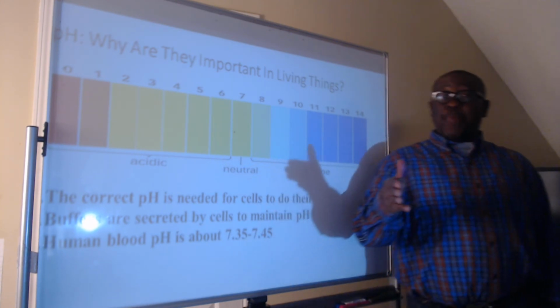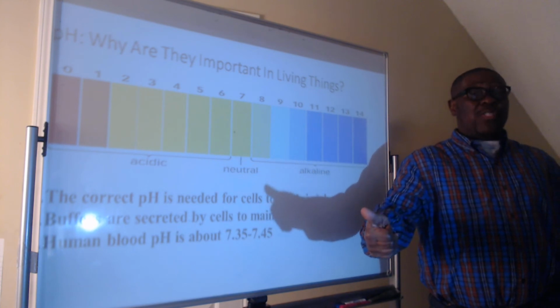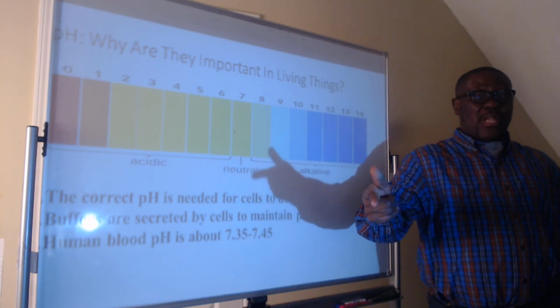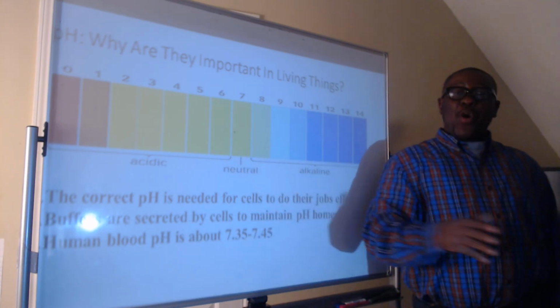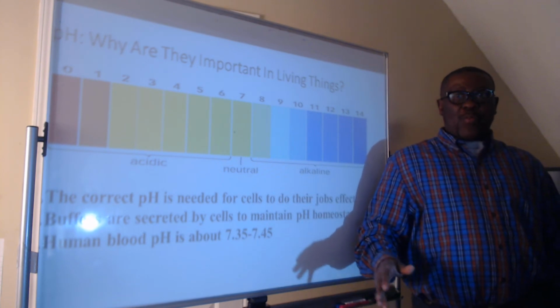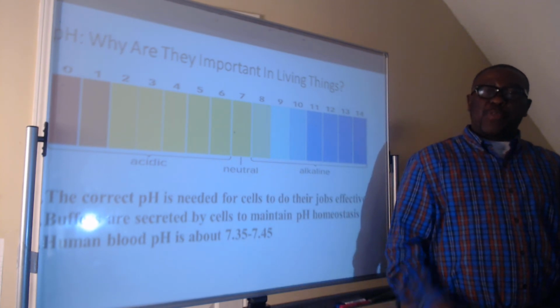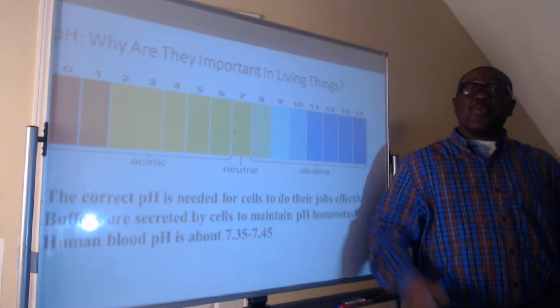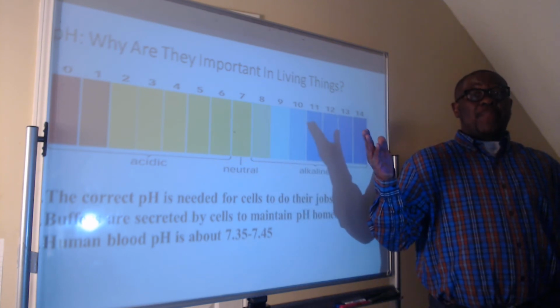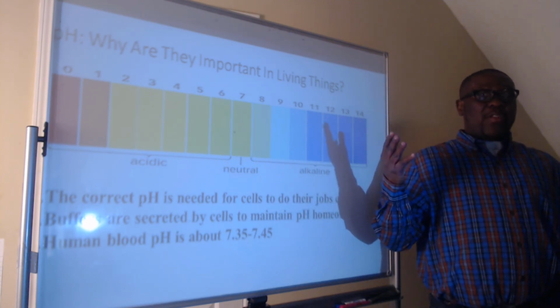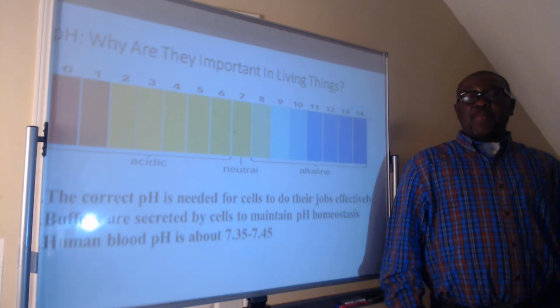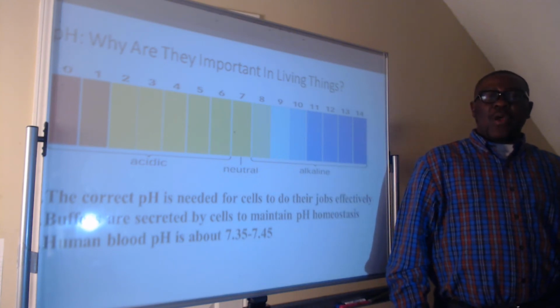So your blood, where you have your red blood cells, your white blood cells, and your platelets, they love that environment when the pH is between that range, 7.35 and 7.45. But if it goes beyond that, let's say for instance now it's about 8 or 9, that's a big problem.